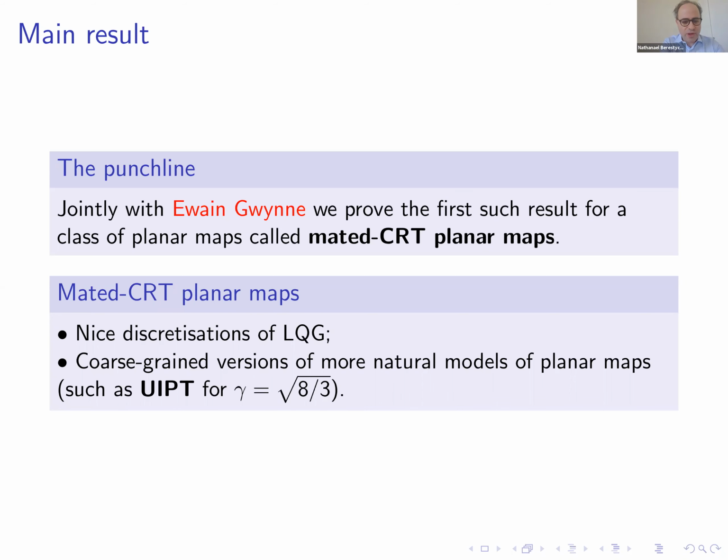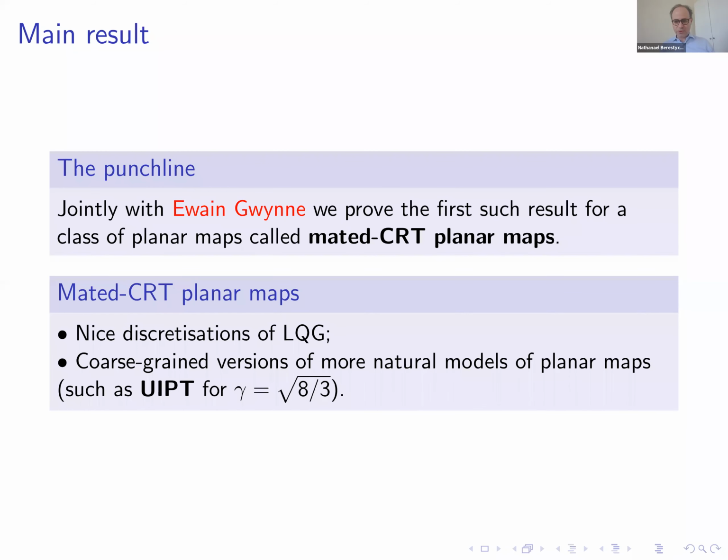And on the other hand, there's another way you can describe them that, I think, is why they're interesting. The reason is simply that you can view them as coarse-grained versions of more natural models of planar maps, including the UIPT in the case gamma equals square root of 8/3. What I should say is that this coarse-graining means that you should expect to be able to relate this more natural model of planar maps to these mated-CRT planar maps.